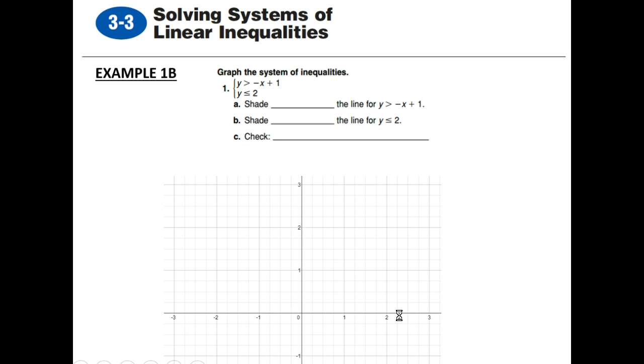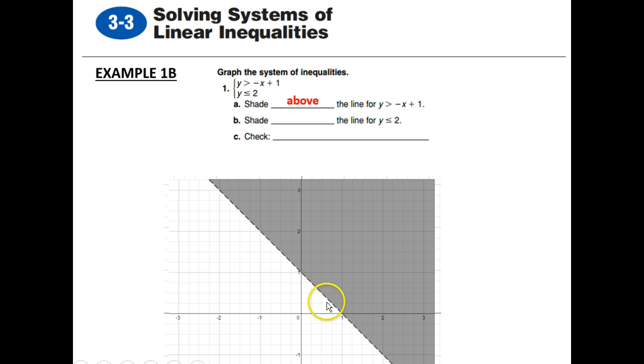This next example is similar, so I'm calling it 1b. We're going to graph two inequalities that look like this. Starting with the first one, we see it's already in mx plus b form, so we're going to graph the 1 on the y-axis, or the y-intercept, and we're going to go down 1 over 1 from here. So my line is a dotted line, and I shade above there because it's greater than.